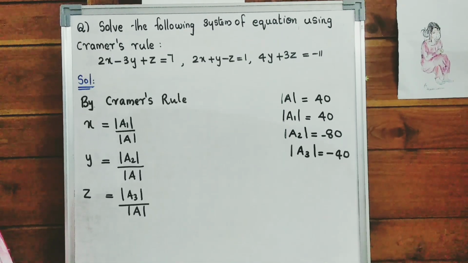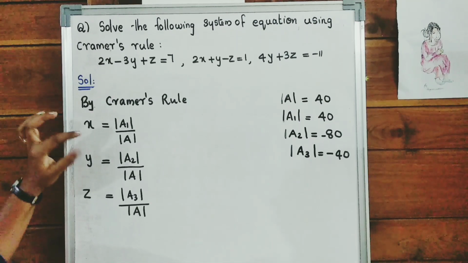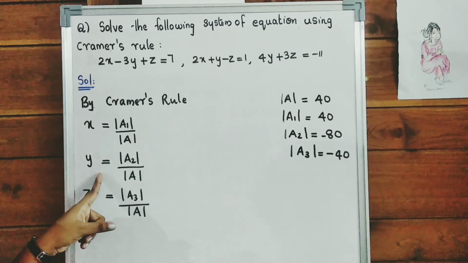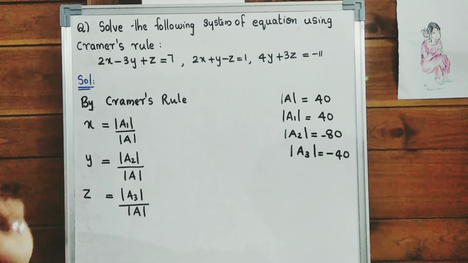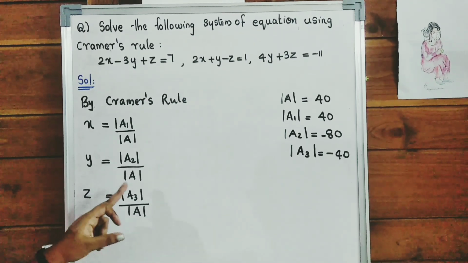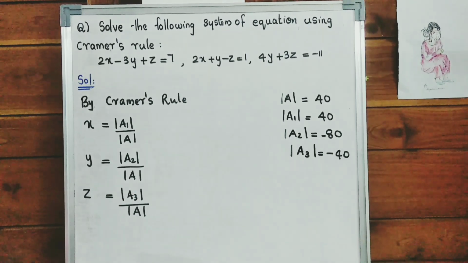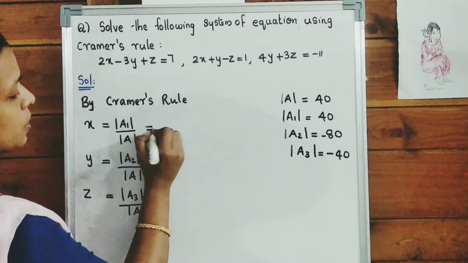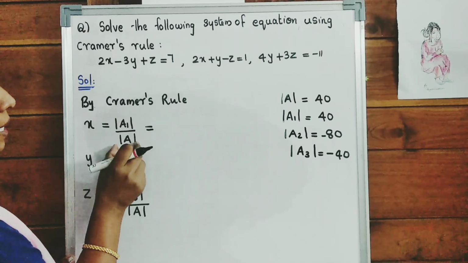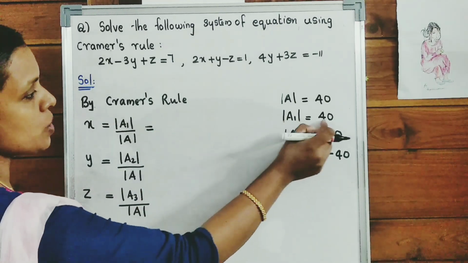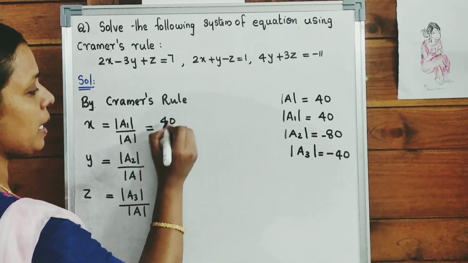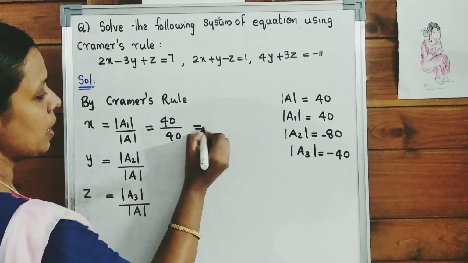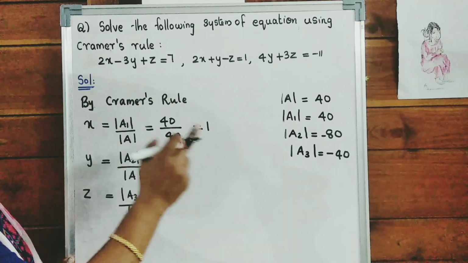Clear? We know that by Cramer's rule, x is equal to determinant A1 divided by determinant A, y is equal to determinant A2 divided by determinant A, z is equal to determinant A3 divided by determinant A. Substitute the value we get. Here first we find x. X is equal to, here determinant A1 divided by determinant A. Here determinant A1 is 40. 40 divided by determinant A is 40. 40 by 40 we get 1. That means the value of x is 1.